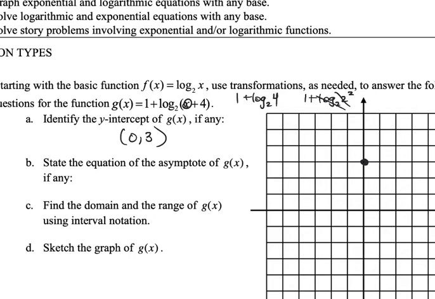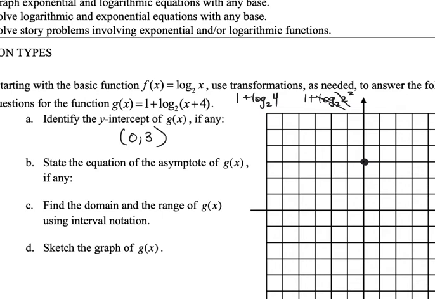Any questions on that? Okay, the thing to remember about exponential and logarithmic graphs is that they do have asymptotes. The graphs that we just finished in Unit 2 had both horizontal and vertical. Logarithms and exponentials have one or the other. So the thing to remember about logarithms is they have a vertical asymptote, and exponentials have a horizontal asymptote.